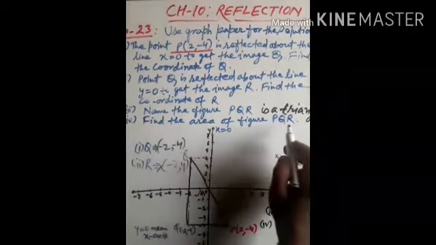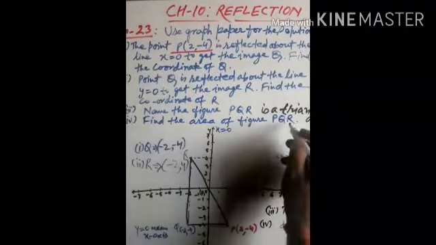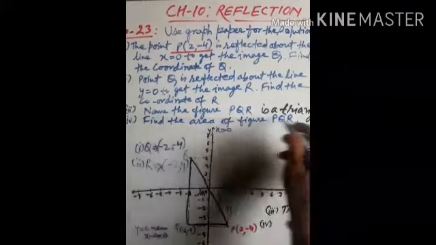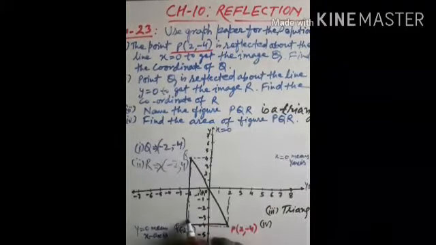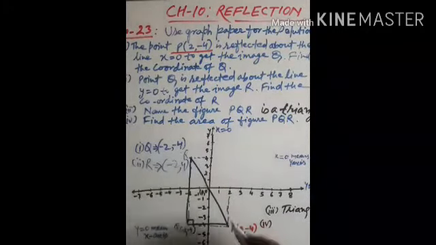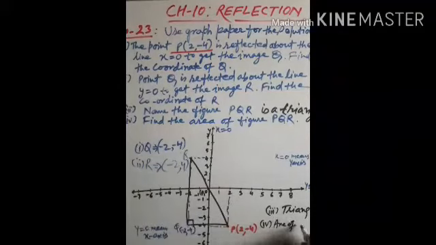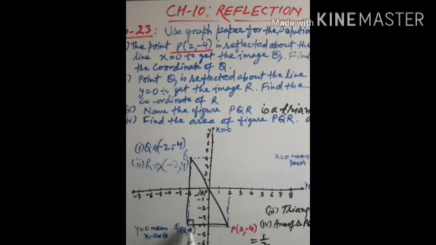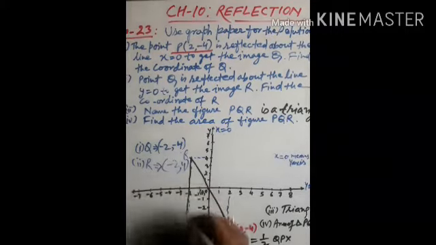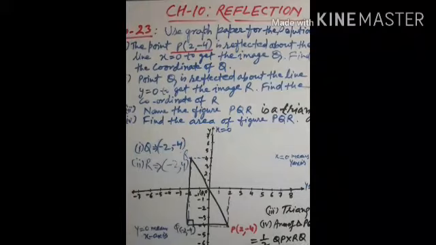What is it asking? Find the area of the figure PQR. Since the figure PQR is a triangle, that is a right angle triangle. You see from the graph, it is a right angle triangle PQR. So the area of triangle PQR is equal to half into base into height. What is the base? QP. The height is RQ. So this equals how much?